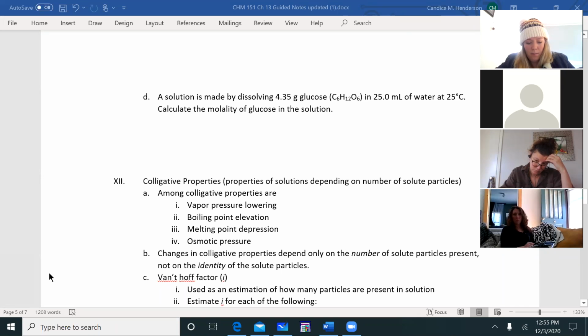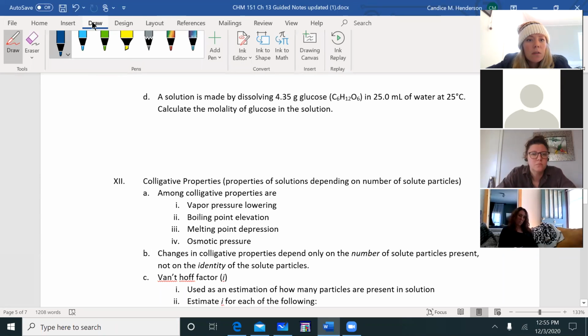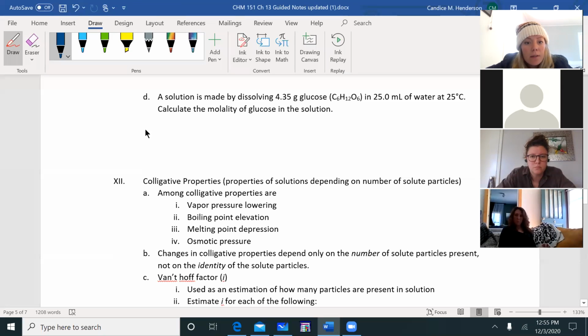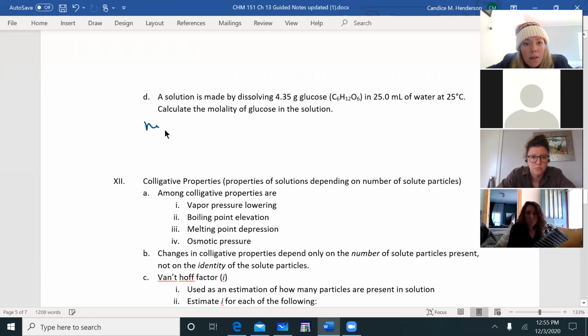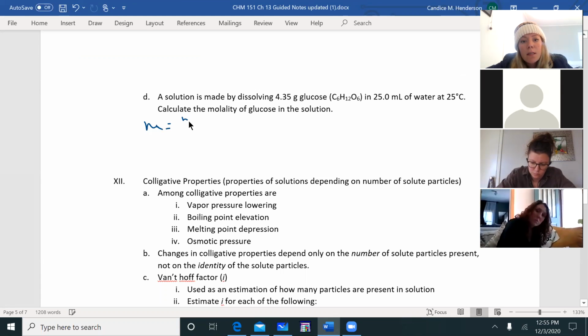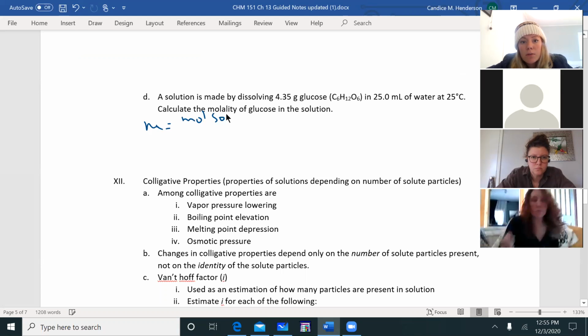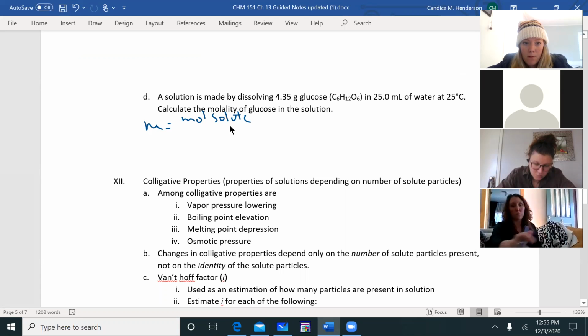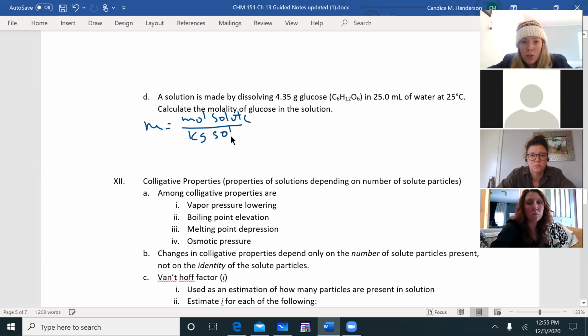Okay, so looking at this one, so molality, which we're going to see quite a bit in this colligative properties section, we want to be able to calculate it. So we've got our cursive little m, and it equals moles of the solute over kilograms of our solvent.